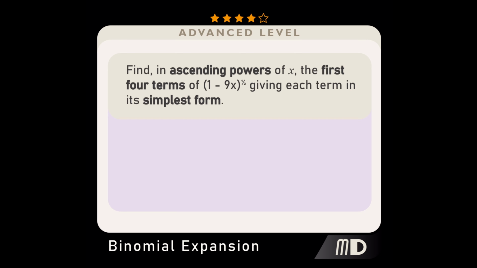Answering this question is a 4-step process. First, we need to recall the general binomial expansion formula before substituting values of n and z given in the question. Then, we need to expand the brackets and simplify the expression.